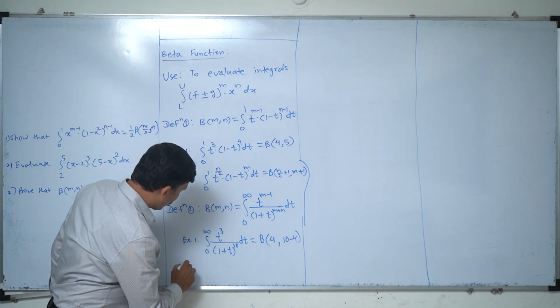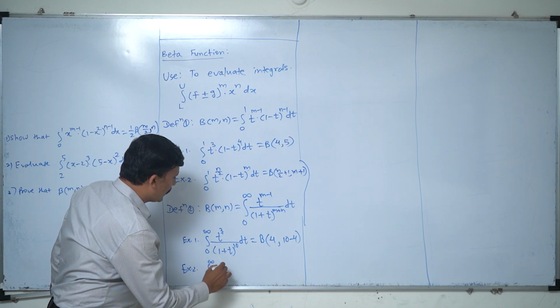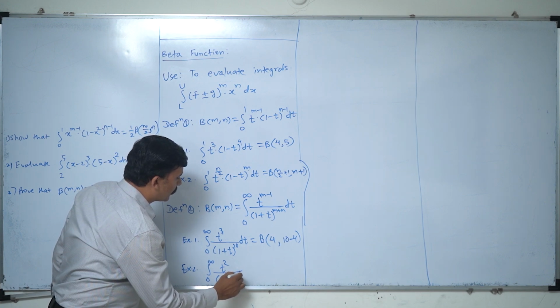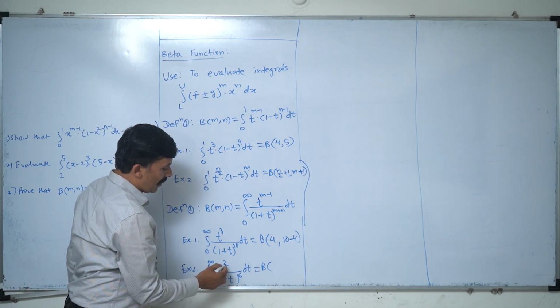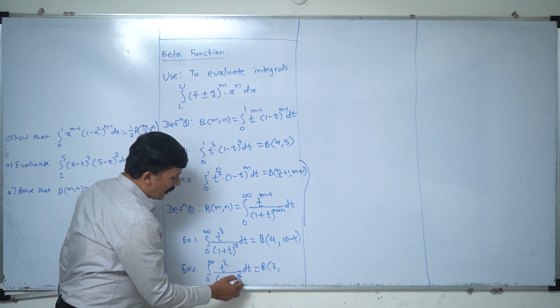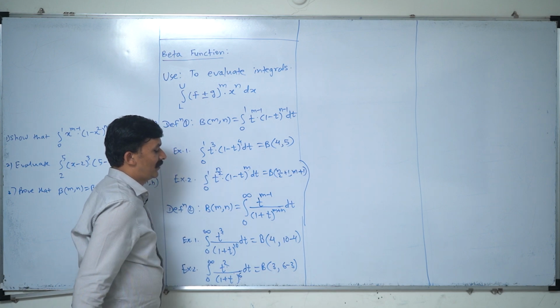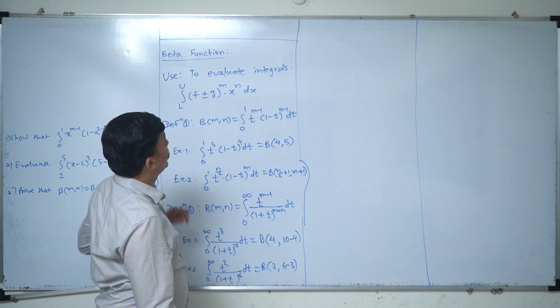Then we'll see one more example, 0 to infinity, t raised to 2 upon 1 plus t raised to 6 dt. So beta of: add 1 to the power of t, so we get 3. Subtract that number from the power of the denominator, 6 minus 3. So these are the two definitions.